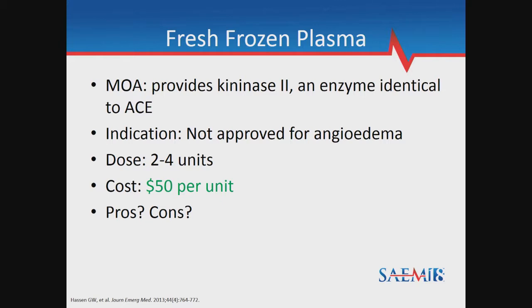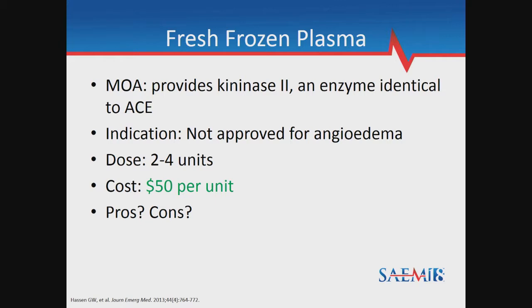One of the biggest benefits with this is the cost. At my institution, it's about $50 a unit. If you would use the full 4 units, that's $200 versus the thousands and thousands of the former treatment options that we discussed. FFP is obviously a blood product, so there are going to be pros and cons associated with that. I think the biggest pro is the inexpensive cost, but also it's very widely available at EDs. We don't always have those 3 previous treatment options available or on formulary, so this is something that's pretty easy to get.